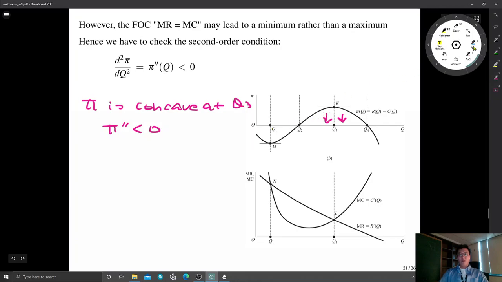But at Q1, now the graph is bent upward. So pi is now convex at Q1. So the second derivative is positive. Okay? So at this point, the profit is minimized. The function attains a local minimum. Okay, so this is the way to find optimal quantity using the second derivative test.